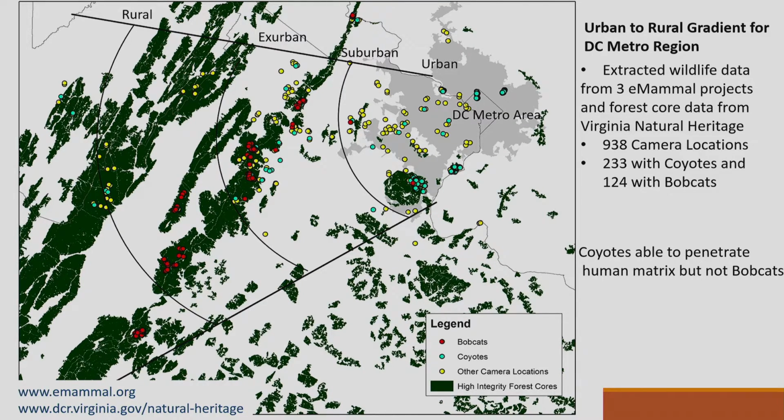The ones in red are the ones that had bobcats detected at the site. The ones in blue are the ones that had coyotes detected at the site. And the yellow sites are sites that had neither species detected. And you can see that bobcats are pretty much confined to some of the bigger forest blocks and don't get very far into the metro area. And coyotes can go all the way into downtown DC. You can find them in Rock Creek Park.